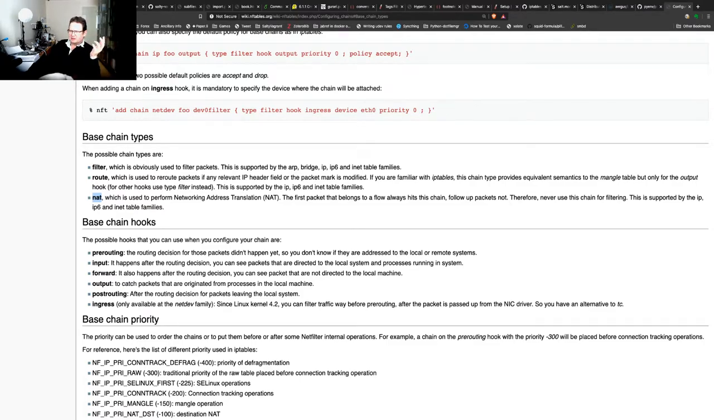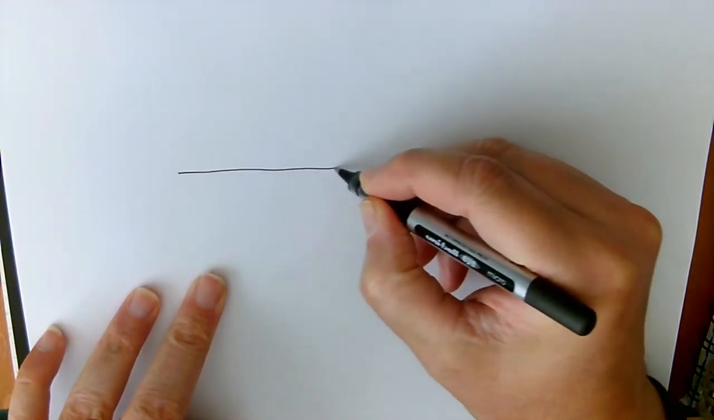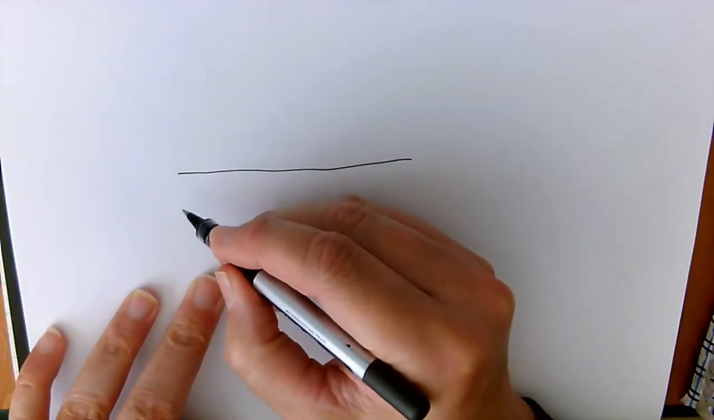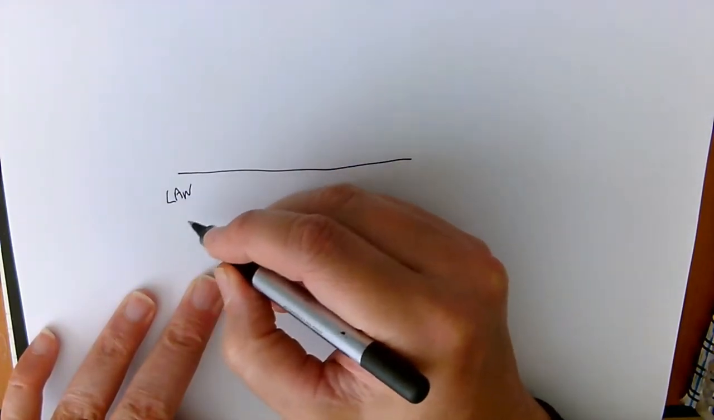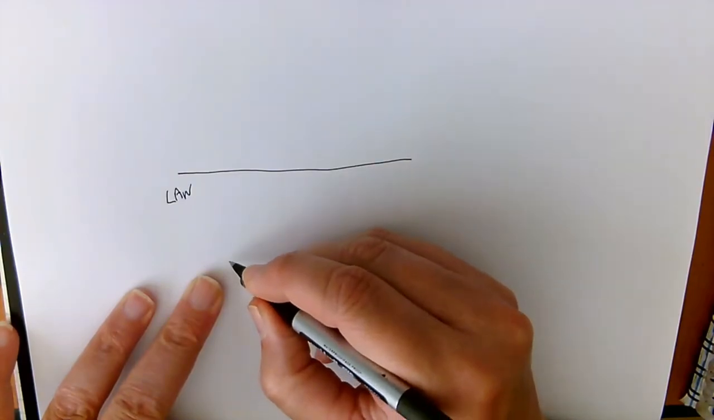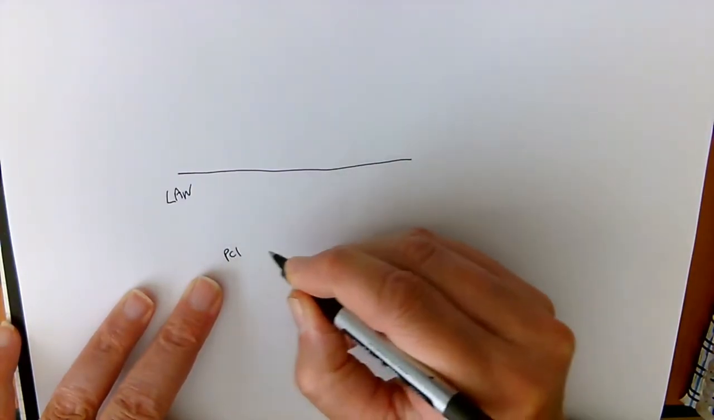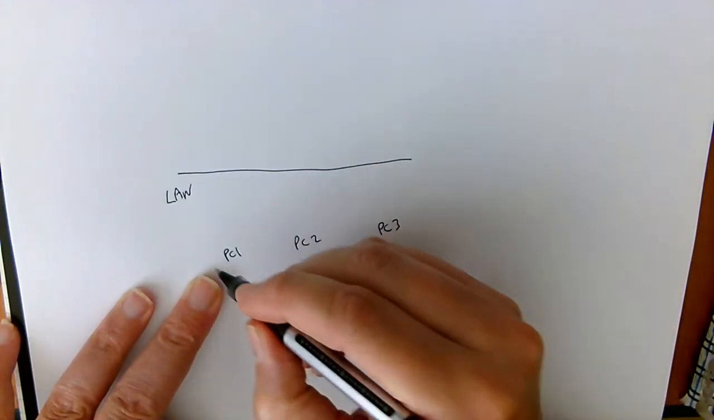This is probably best if I draw this out. Let me just switch to the document camera. Okay, the situation is this. You've got a boundary, and on this side of it we'll call this your LAN. So this is your home network down here. And let's say you've got PC1, PC2, and PC3, just for the sake of argument.